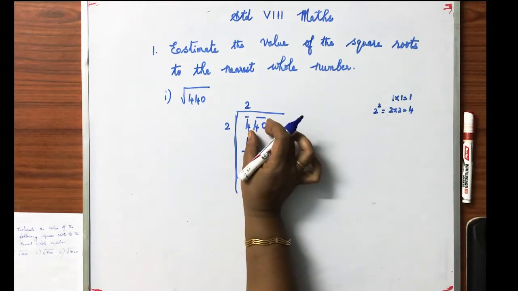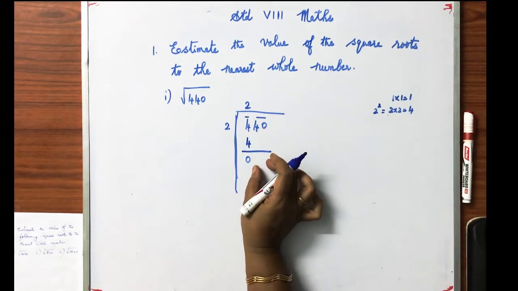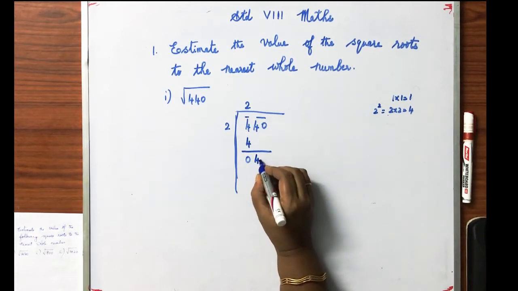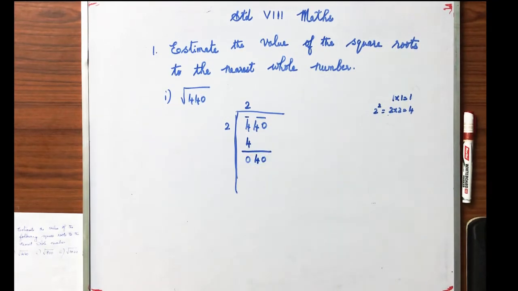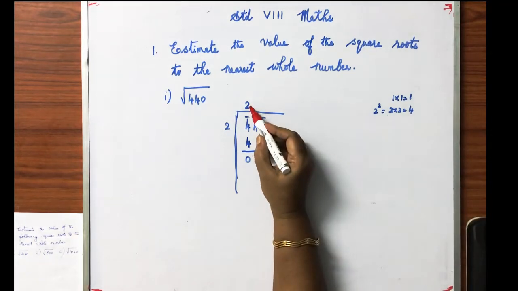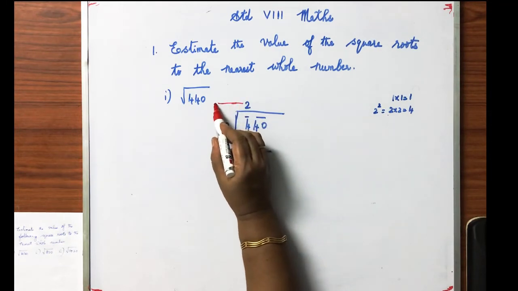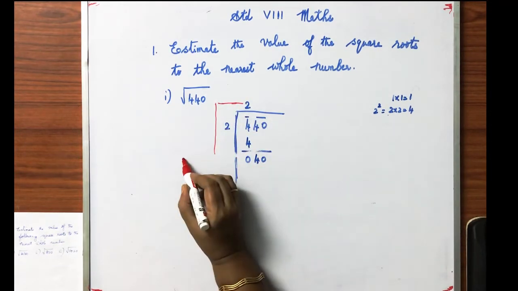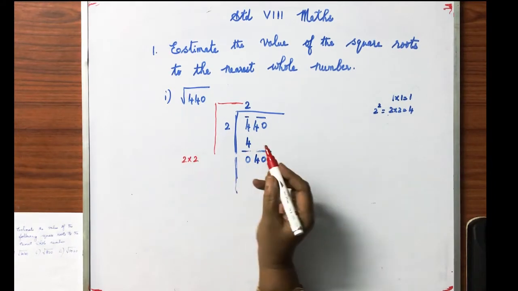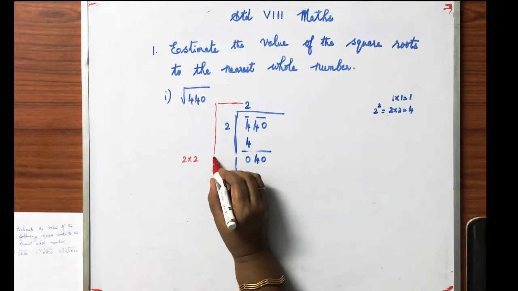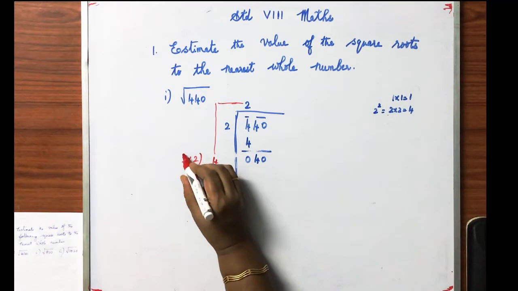Next, we should bring down the next pair. We should not bring down one number, we should bring down the next pair, that is 40. Now multiply the quotient by 2. Whatever number we are getting in the quotient, we should multiply that number by 2. So 2 into 2, and write it as the divisor in this step. So 2 into 2 becomes 4.